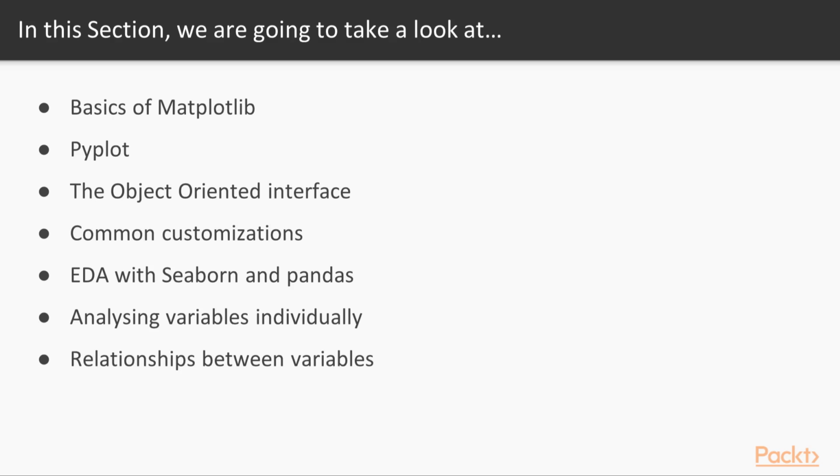So let's see what we are going to learn in this section. First, we will talk about Matplotlib, the basic concepts and the basic commands that you can use with Matplotlib. We will learn about the two main approaches to use Matplotlib. Those two approaches are the object-oriented interface and the PyPlot interface. We will learn about common customizations that you can do to your plots, like changing the colors, changing the labels, the tick marks, and so on.